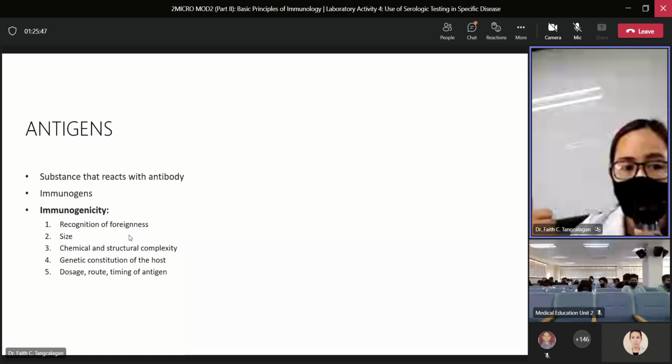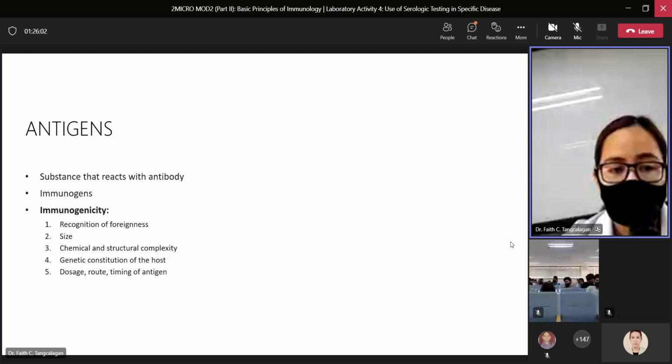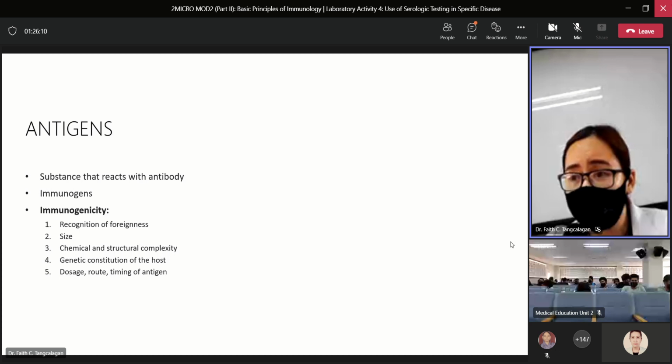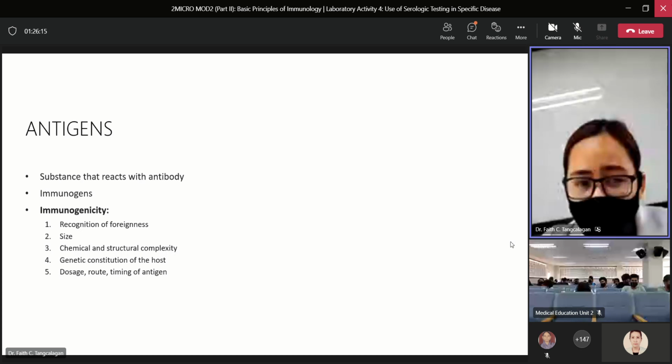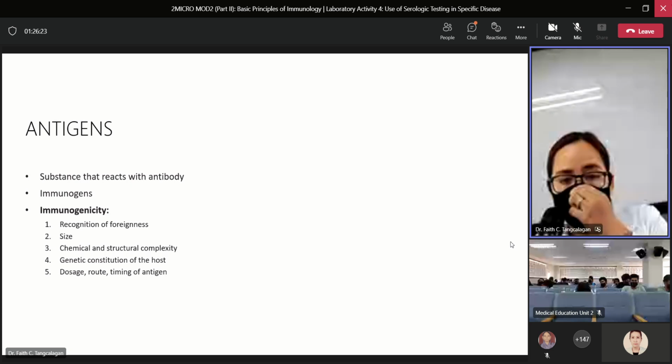And the last property is your dosage, route, and timing. So it depends on the concentration of the antigen administered to your body. So if it's like an overdose of so many antigens encountered or introduced to you, so of course you will be having a reaction, and it probably is very severe, no? So these five concepts are actually your properties of immunogenicity.